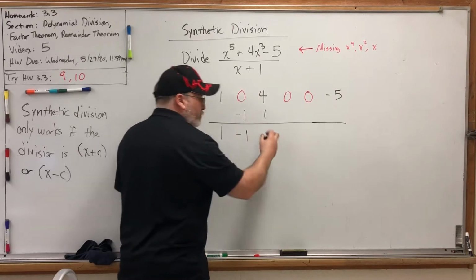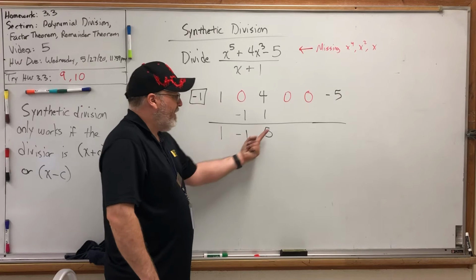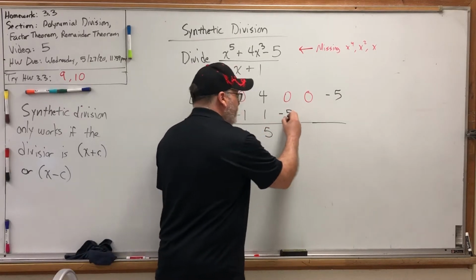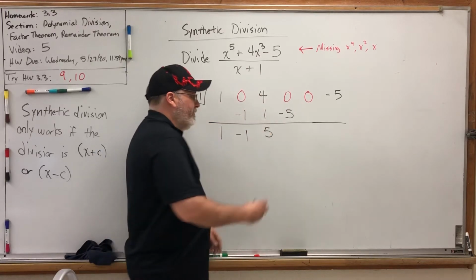Add. 4 plus 1 is 5. Multiply diagonally by the box number. 5 times negative 1 is negative 5. Add. 0 and negative 5 is negative 5.